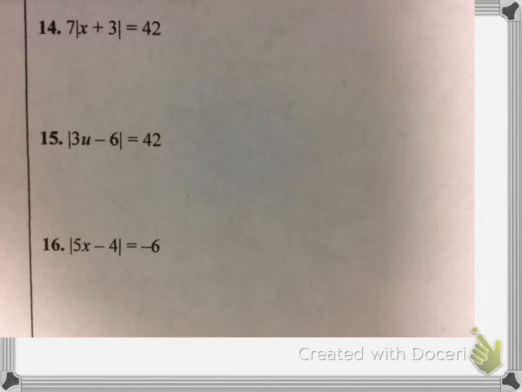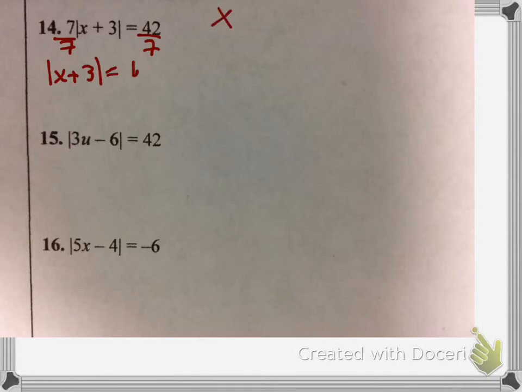Okay, so look at 14. Now notice on 14, the absolute value is not isolated. I've got this 7 on the outside. What is the 7 doing? Well, it is multiplying, so I need to divide by 7 first. So I'm saying the absolute value of x plus 3 is equal to 42 divided by 7, which is 6.